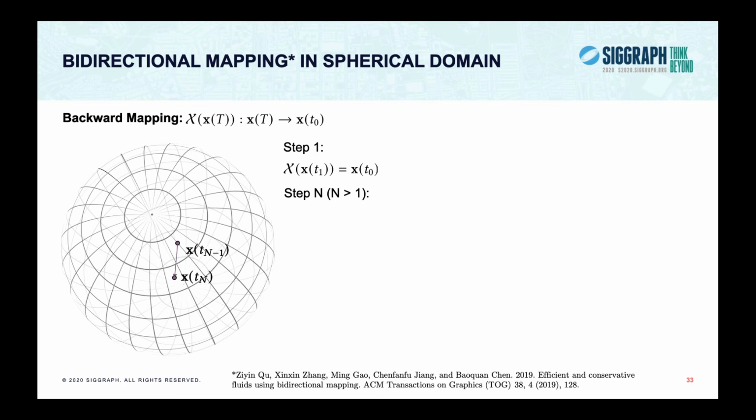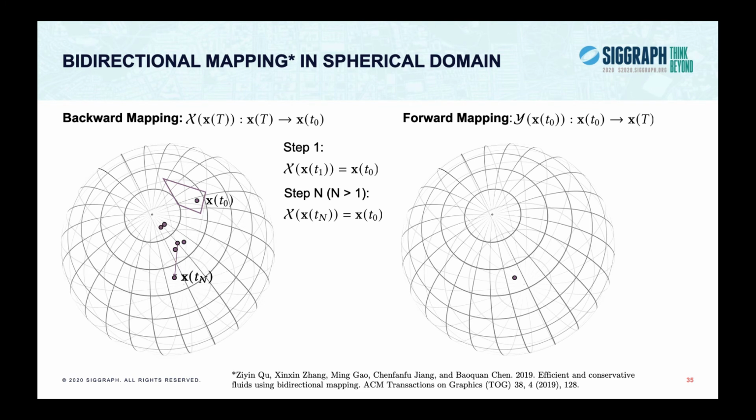So if we want to know where this point xt(n-1) was, we may look at its neighborhood grid points. And by backward mapping, we know that these 4 points were initially there. Assume the mapping is diffeomorphic, we may infer that xt(n-1) is mapped to the same relative position to the 4 neighbors. The coordinates of xt0 are spherically linear interpolated from the neighborhood coordinates.